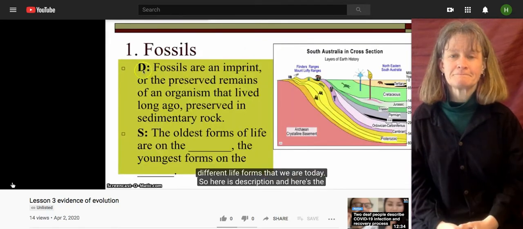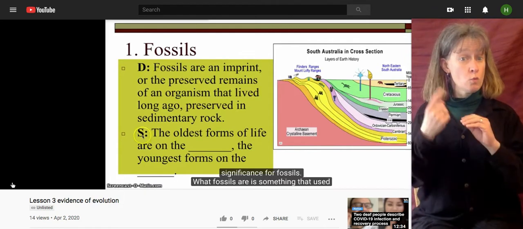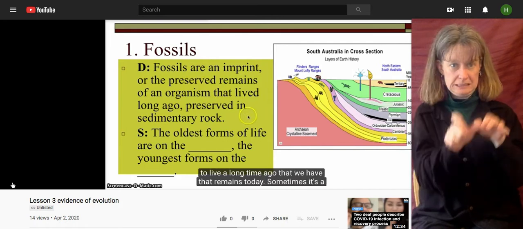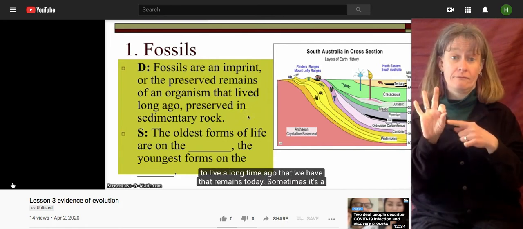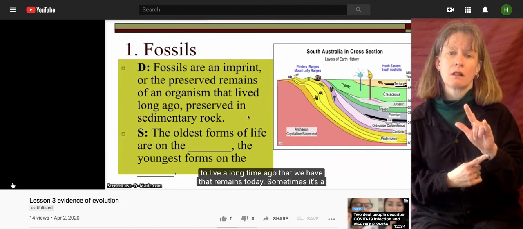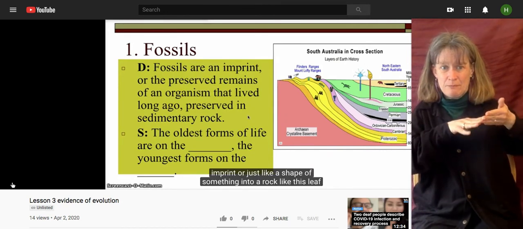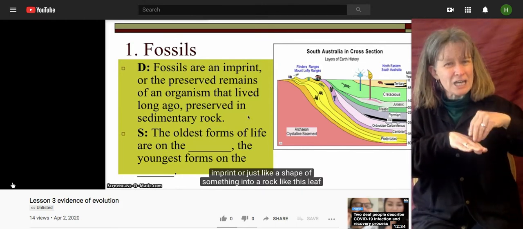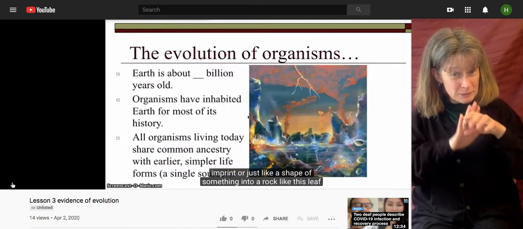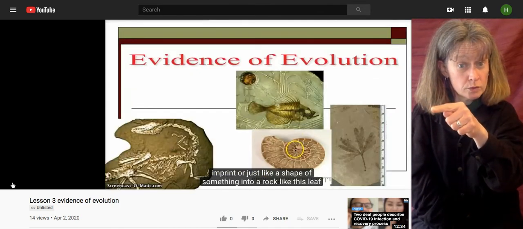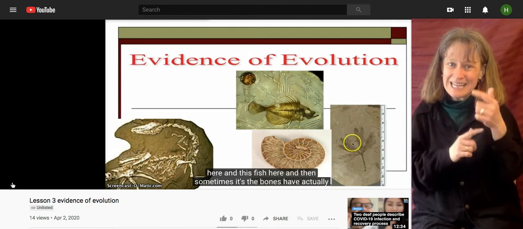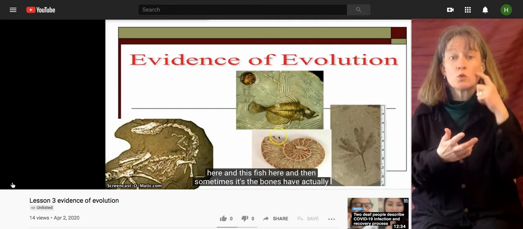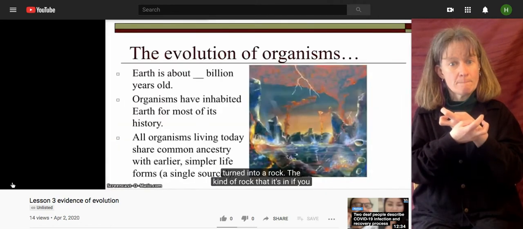So here is description and here is significance for fossils. What fossils are is something that used to live a long time ago that we have that remains today. Sometimes it's an imprint, so just like a shape of something into a rock, like this leaf here and this fish here, and then sometimes it's the bones have actually turned into a rock.